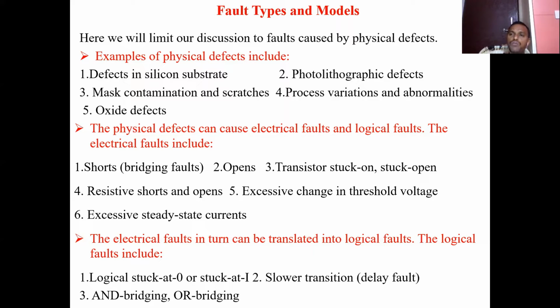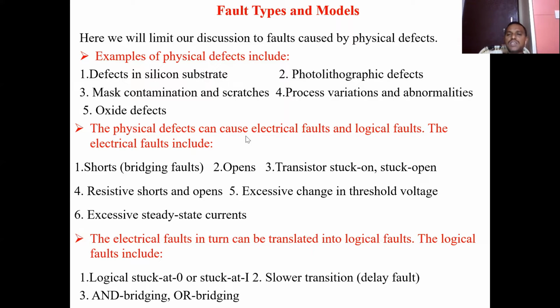Suppose it is an NMOS transistor. We place an SiO2 layer to form the gate. That is nothing but metal oxide semiconductor gates. In that, if there are any defects, they are called oxide defects. So these are the physical defects that we have here.